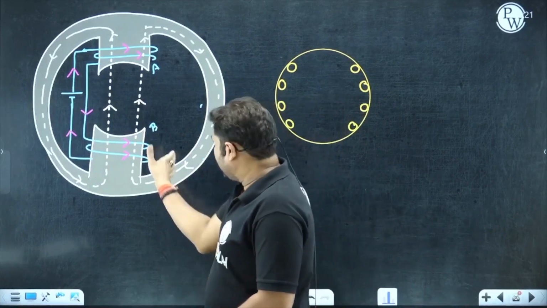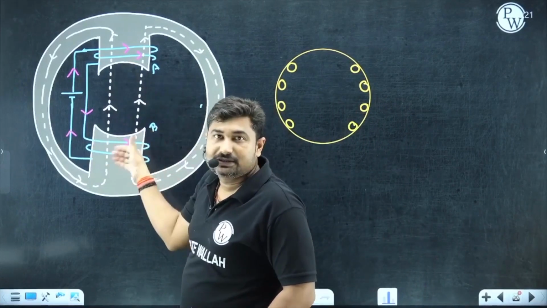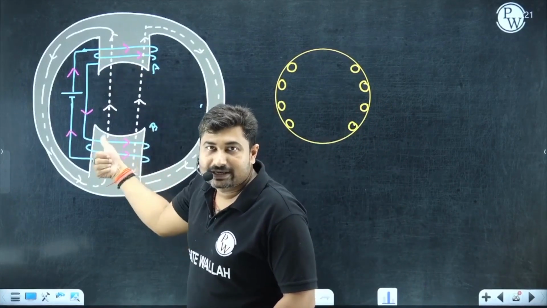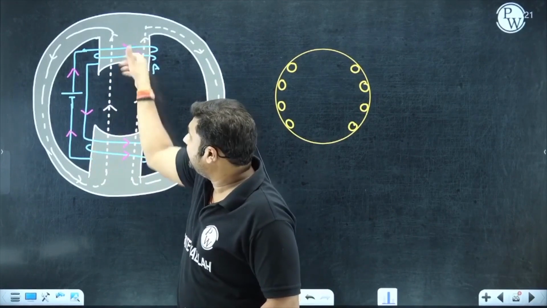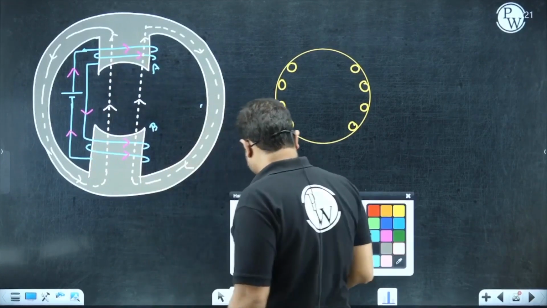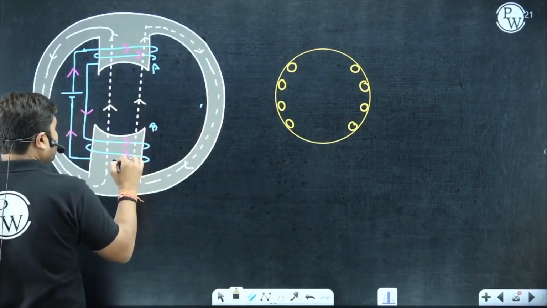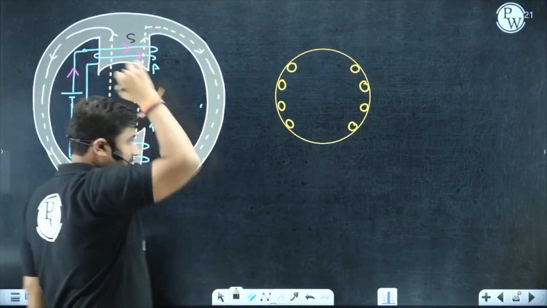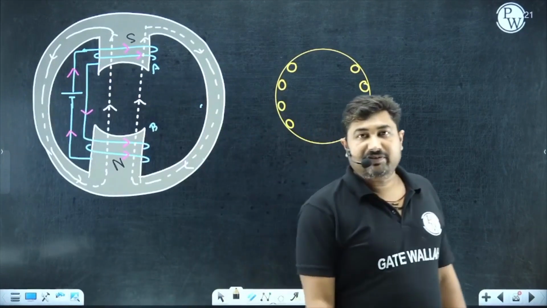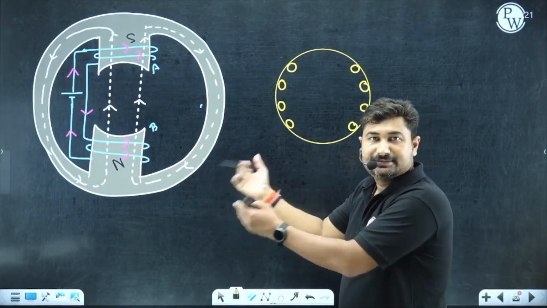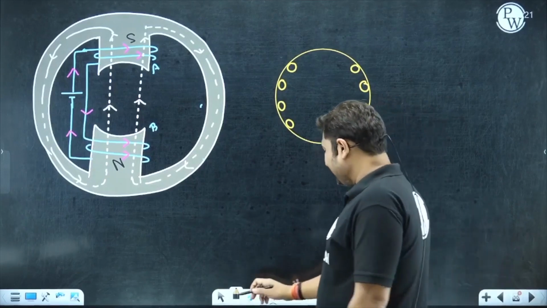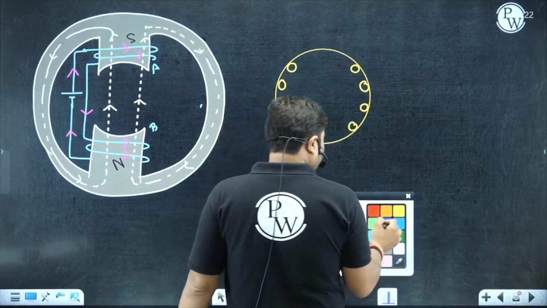Sir, magnetic line of forces are going to pass through this in this way. Right hand curl. So this is going to act as a north and this is going to act as a south. So our DC machine will have a field like this.